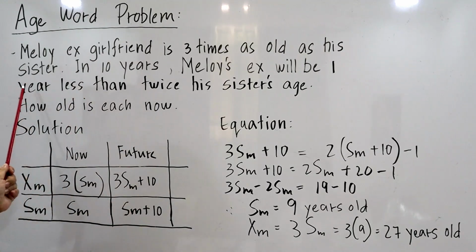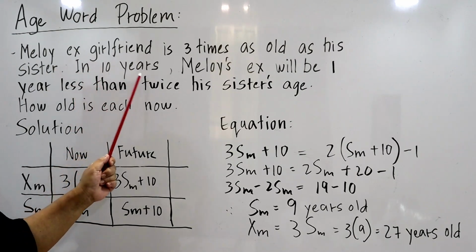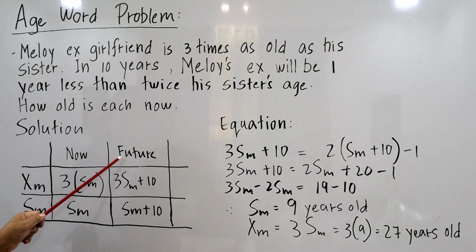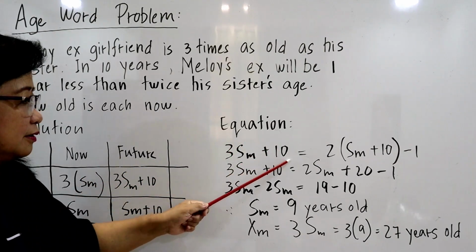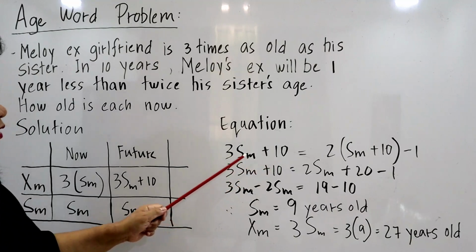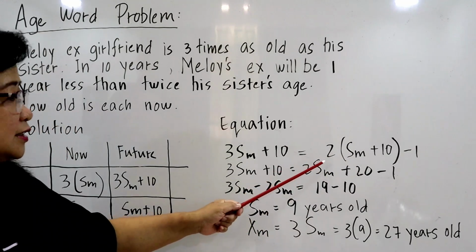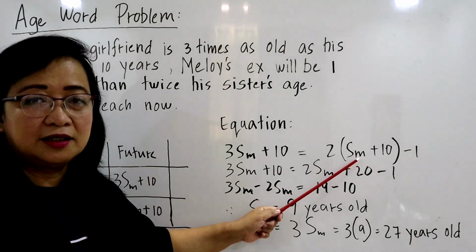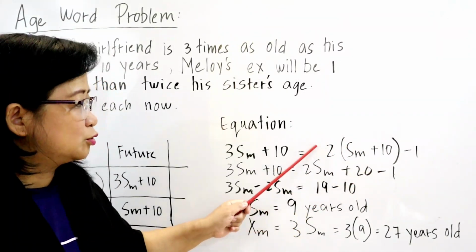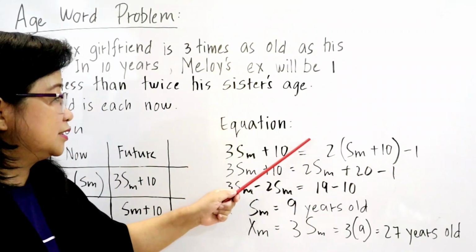Now we can formulate an equation because it's written here that in 10 years, Miloy's ex will be 1 year less than twice his sister's age. The age of Miloy's ex-girlfriend after 10 years will be 3 SM plus 10. The age of his sister after 10 years is SM plus 10. Twice of it, less 1, minus 1. So this is the equation.